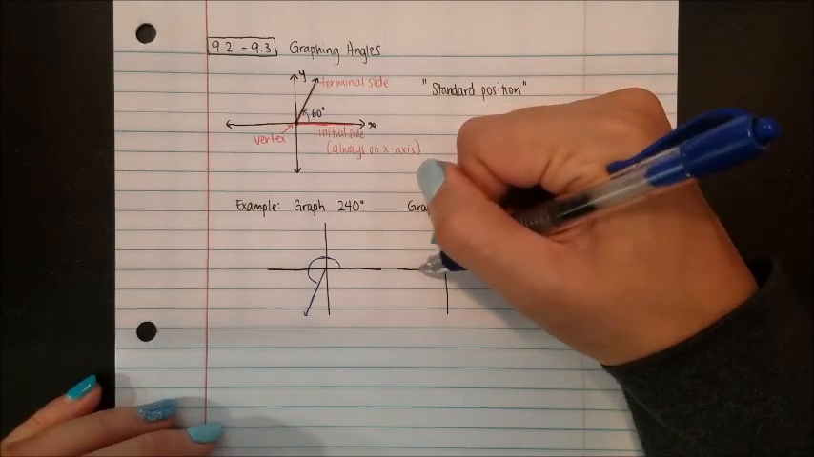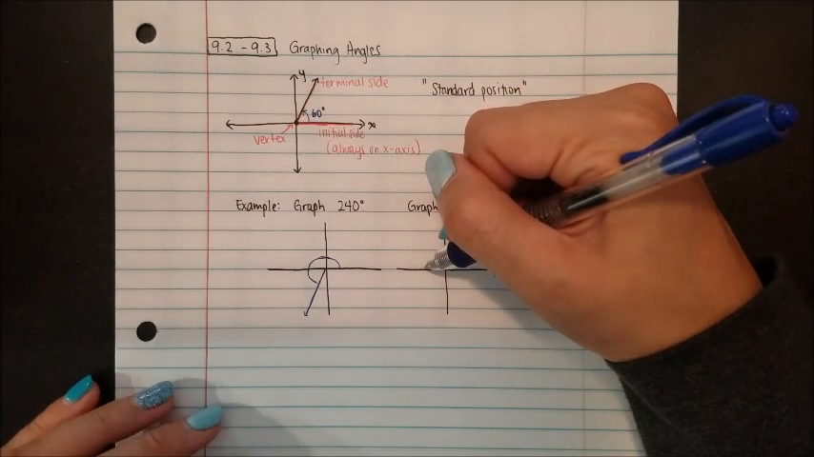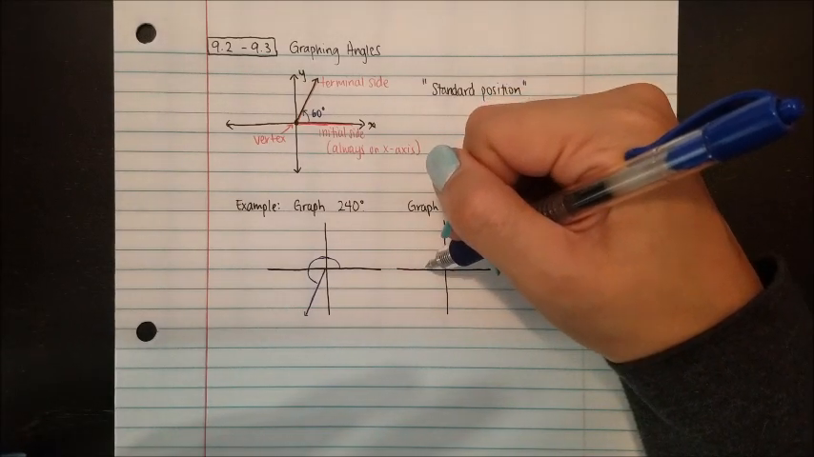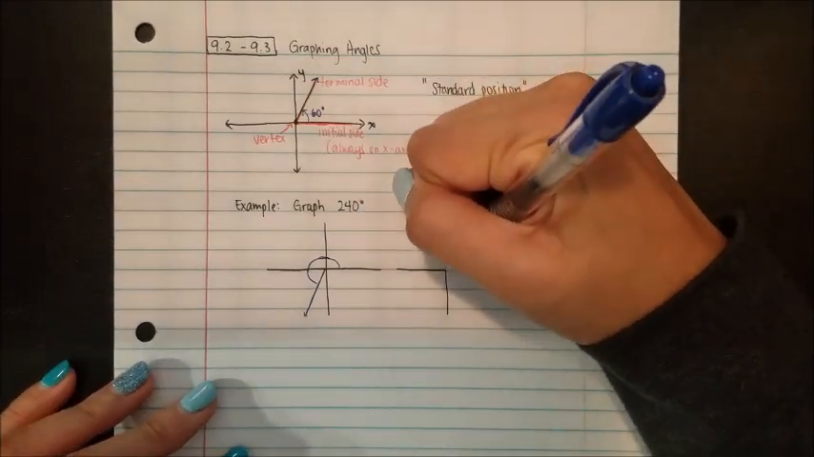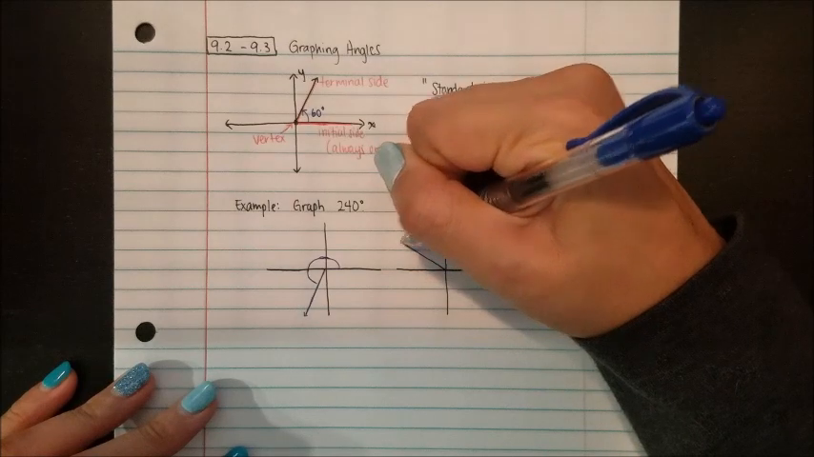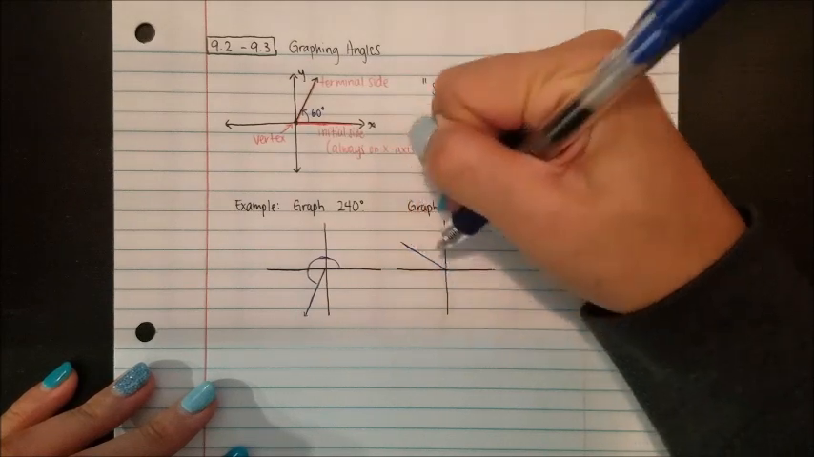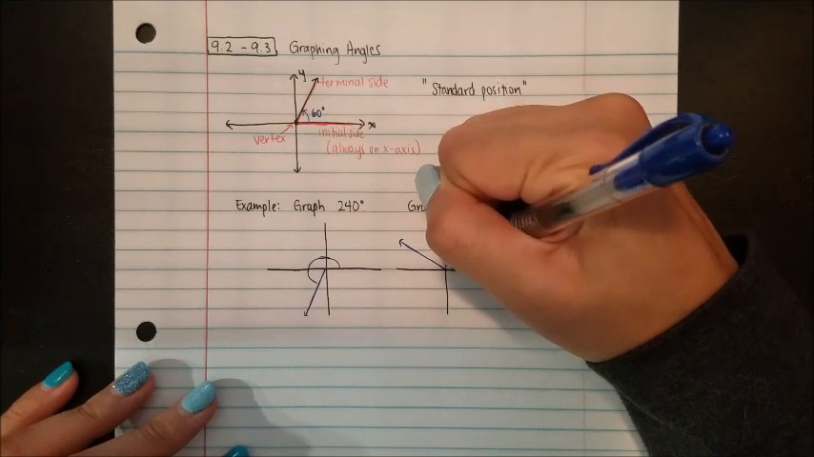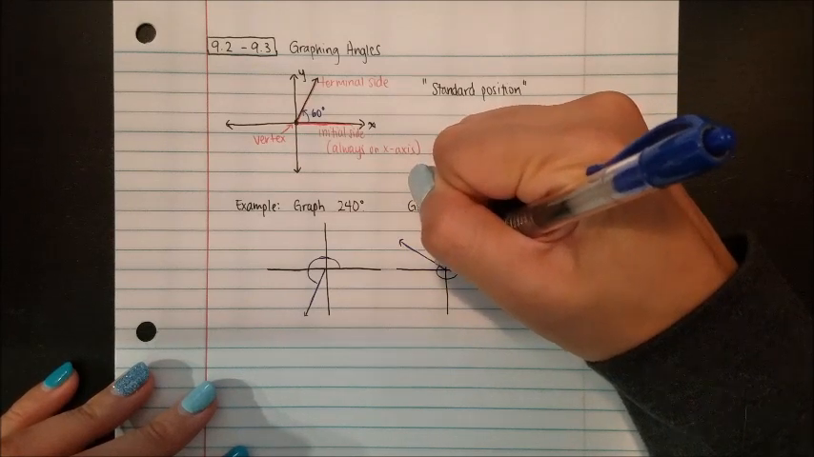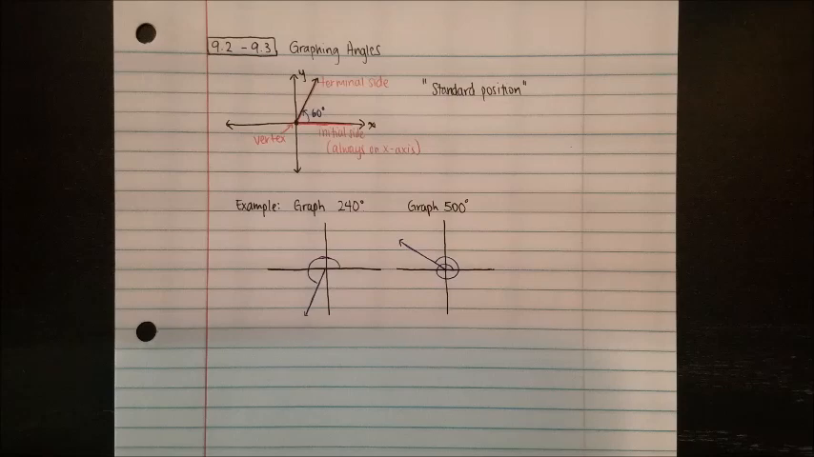So not quite at the 450 plus another 90 would be 540. So that would be too far. But it would be like here-ish, because we went all the way around once. And that would be 500 degrees.